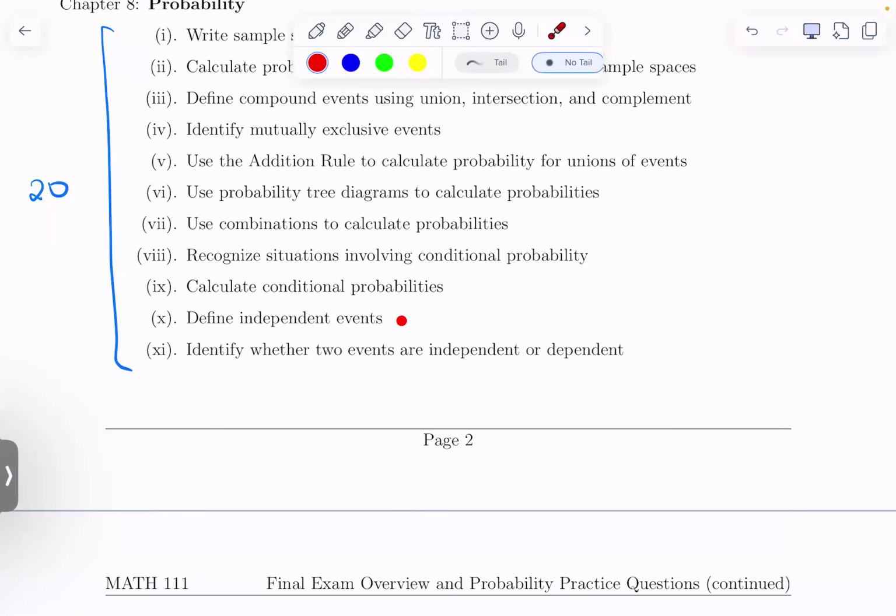Independent events, what we talked about last day. What you want to check there is the probability of A and B. Is it equal to the probability of A times the probability of B? If it is, they are independent, A and B. If they are not, then they are not independent. And then identify whether 2 events are independent or dependent, circling back to using this formula to check. And we've got some practice on that today.